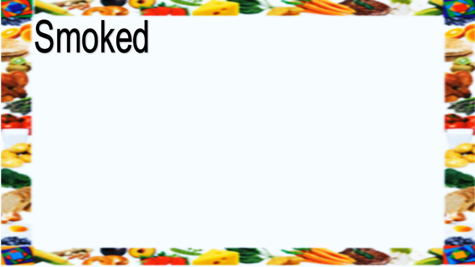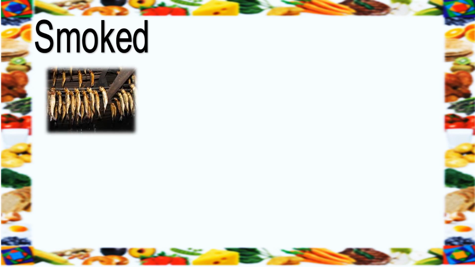So how do we do that? First, smoked. Look at the fish. They hang the fish and then they build a fire, but they don't cook the fish using the fire. They cook the fish using the smoke that is coming out from the fire. You can also do this with meat.